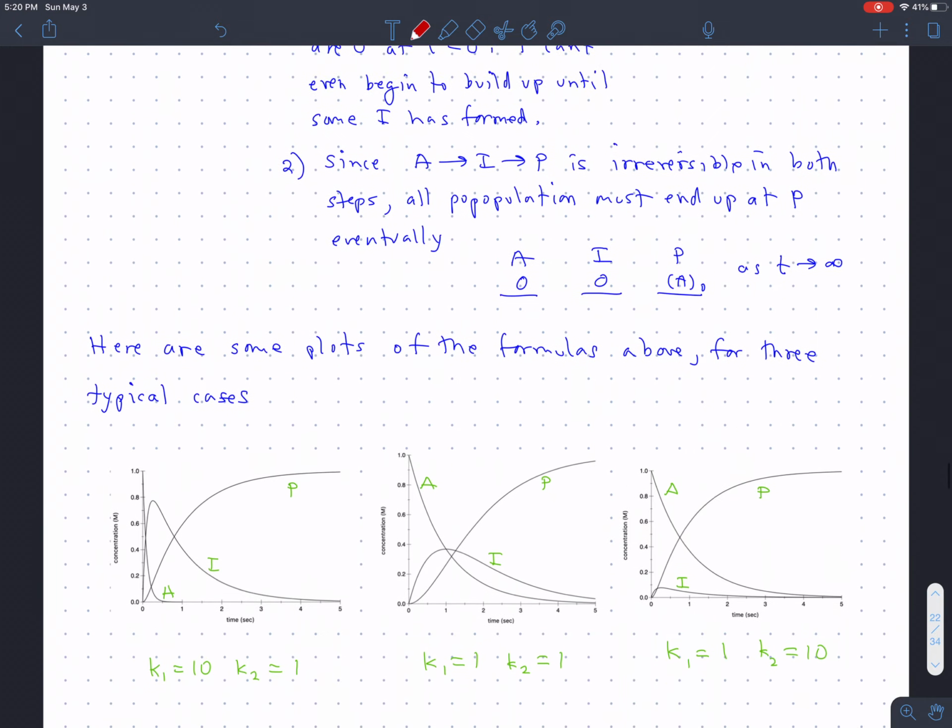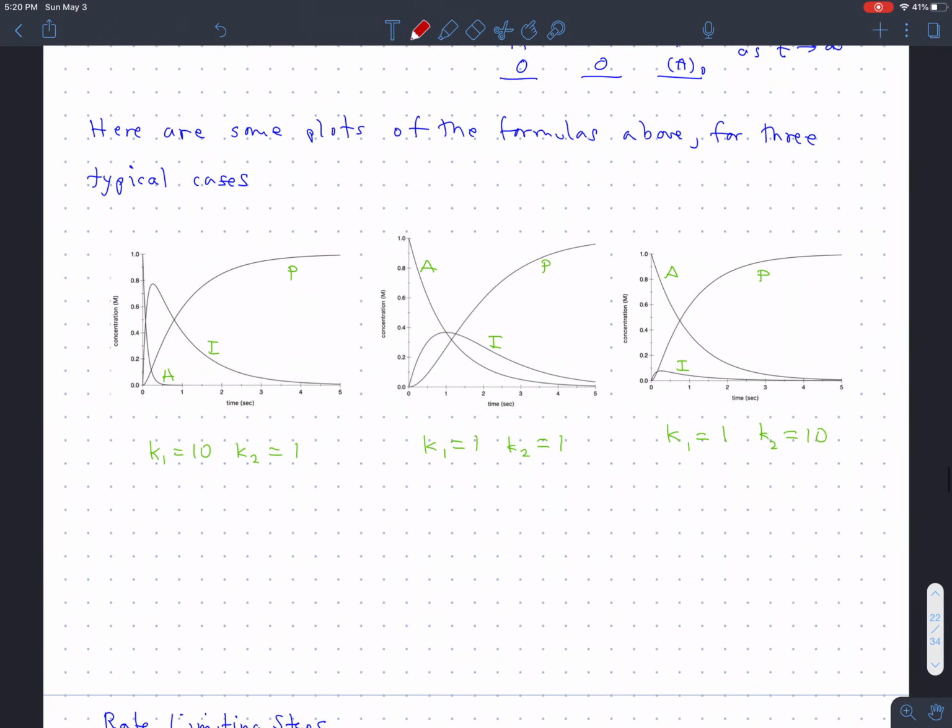All right, here's a couple of plots. This was actually a homework problem that shows how this looks for 3 different cases, and I'll leave that to you to work on for the homeworks, and I think we'll stop there and pick this up again next time.